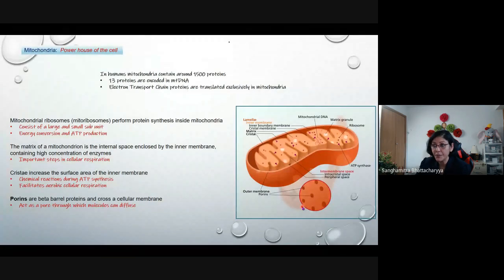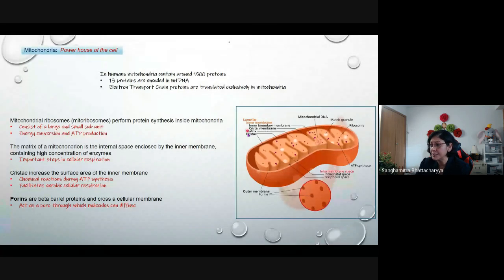The powerhouse of the cell, or the battery pack, is a very interesting organelle. In humans, mitochondria contain around 1500 proteins, of which 13 proteins are encoded in the mitochondrial DNA. Most mitochondrial proteins are synthesized via cytoplasmic ribosomes. Proteins that are key components of the electron transport chain are exclusively translated in the mitochondria.